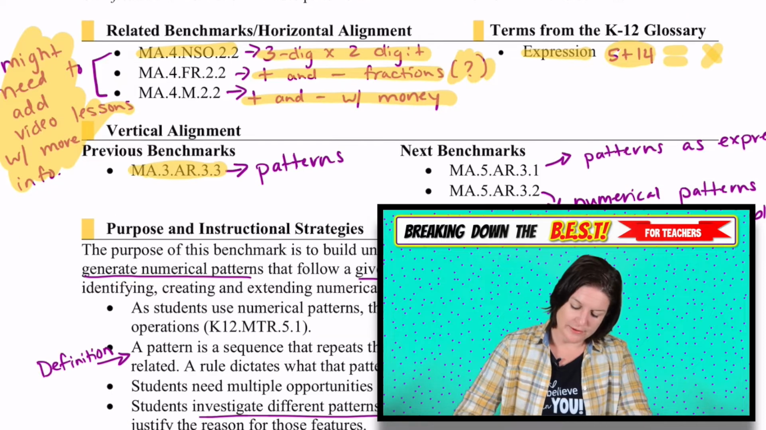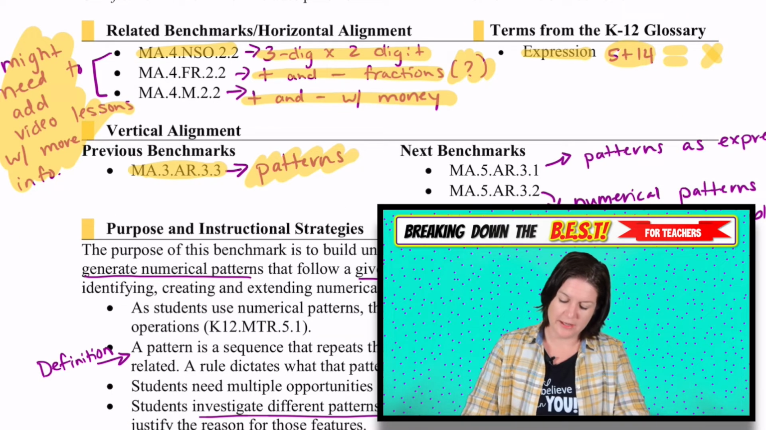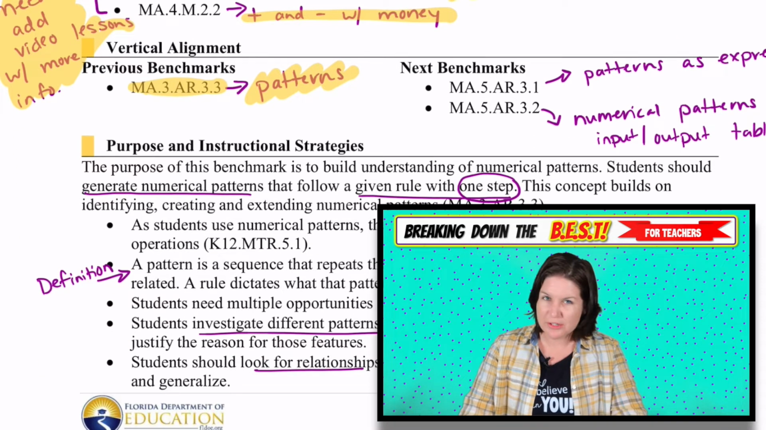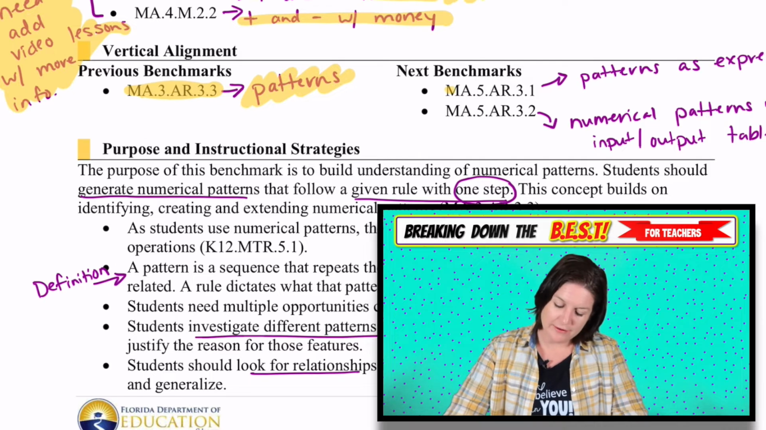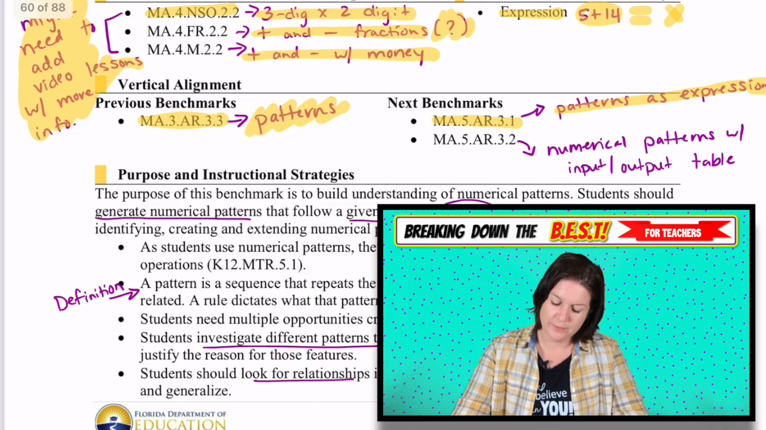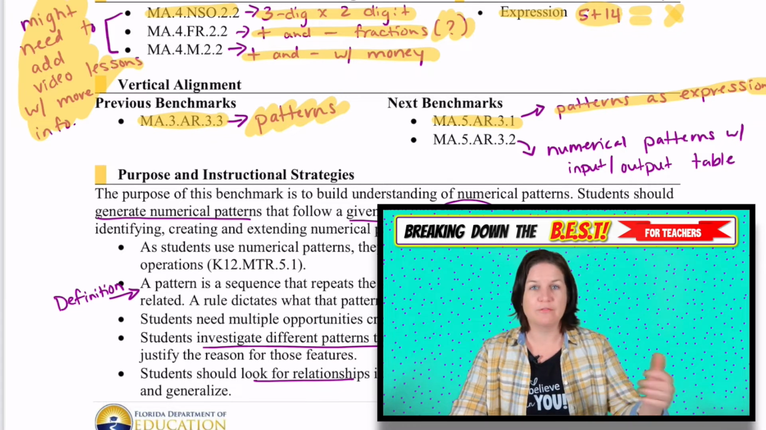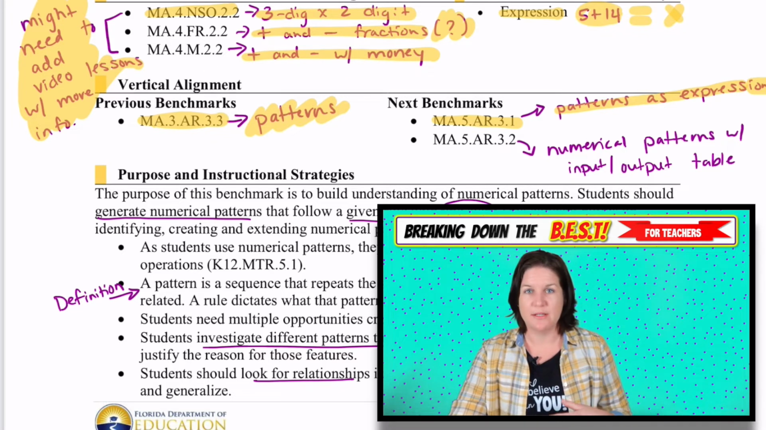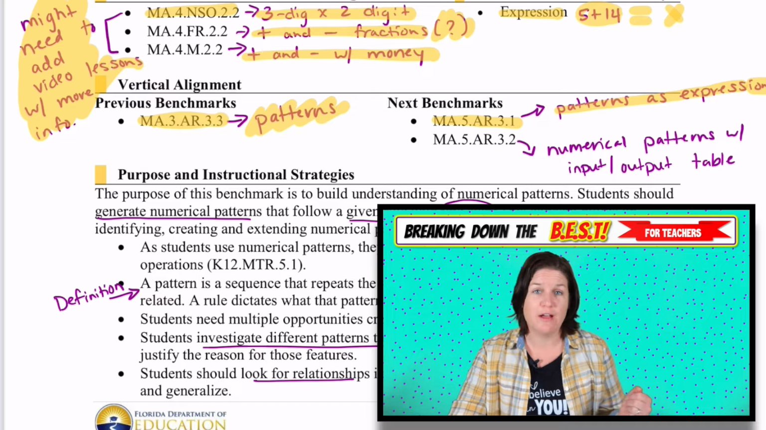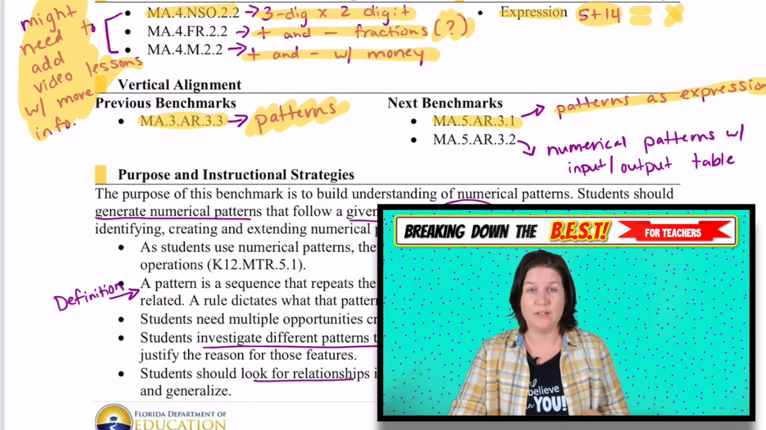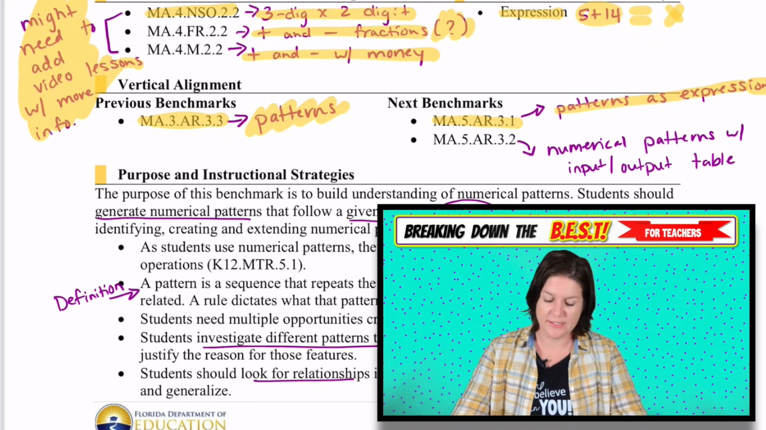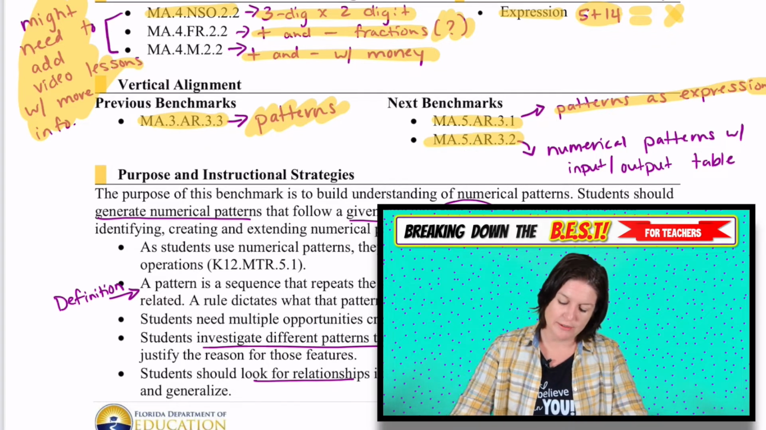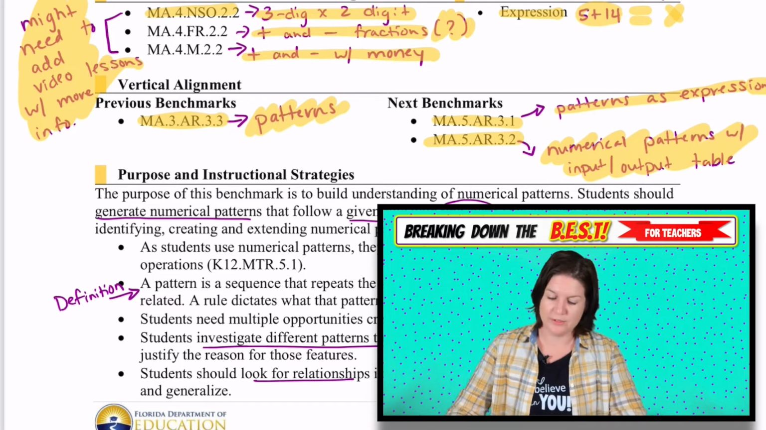In 3rd grade, they did have work with patterns, very similar to 4th grade. And in 5th grade, our patterns are going to be written as an expression. So it won't say add 5, but it might say something like 5 plus 5n would be the rule for that standard. It's written as an expression. And then following that one, writing numerical patterns with an input and output table.